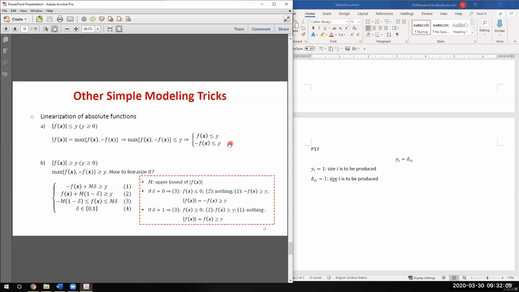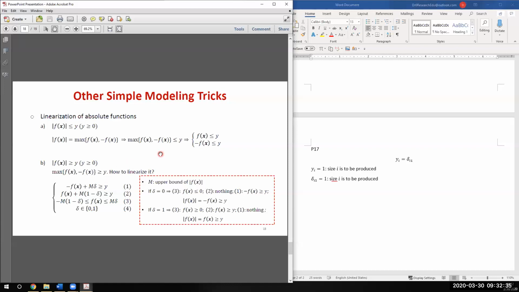This is very simple. The second case is a bit more difficult, where I want to formulate absolute value of f(x) is greater than or equal to y. Then here's the problem, because I cannot directly use this logic to formulate the maximum of them is greater than or equal to y. How can you formulate it? You cannot say that both of them are greater than or equal to y.